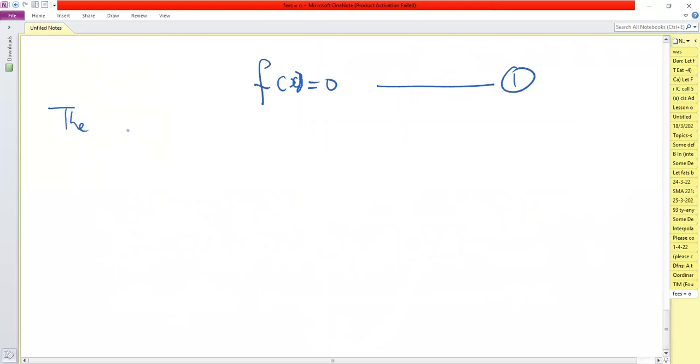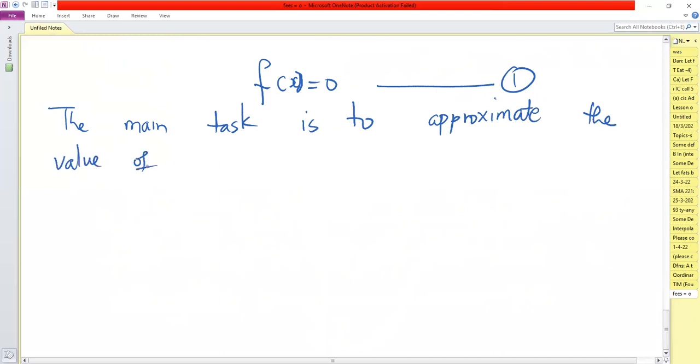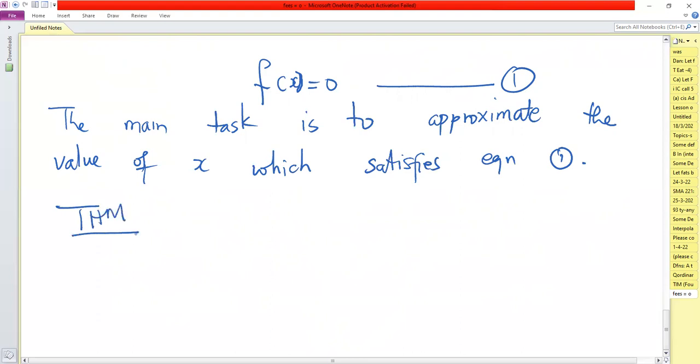So the main task is to approximate the value of x which satisfies equation 1. Now, let's state a theorem from real analysis that will help us to be able to carry out this approximation.